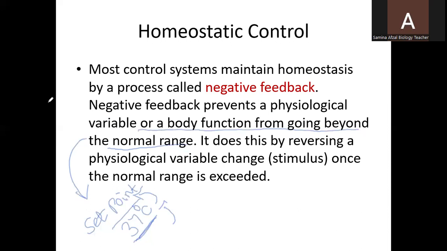So in this way, our body performs the process of negative feedback, in which it reverses a physiological variable change, the stimulus, once the normal range is exceeded. If the variable changes or exceeds the normal range, then this process occurs.